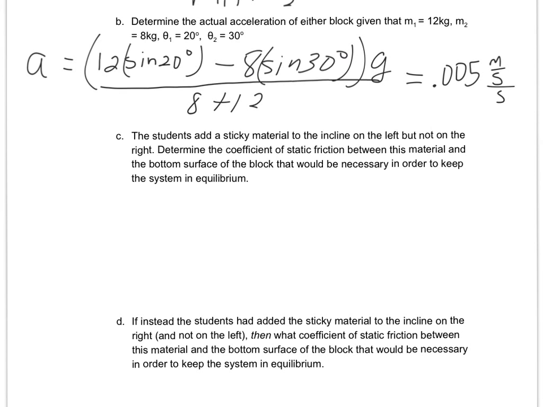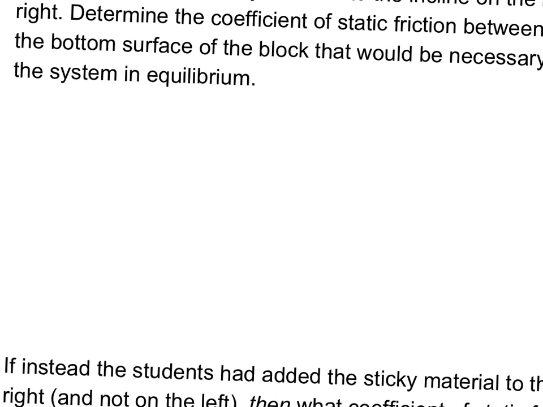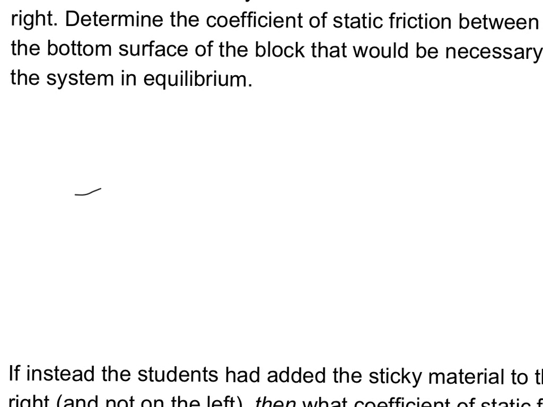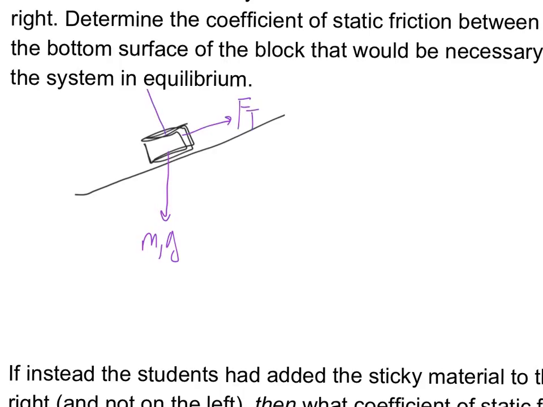So let's draw that block again. This is now the block on the left. So here's the ramp, the incline, as it's called. Here's the block, 12 kilograms. Force of gravity, M1G. Force tension, Ft. Force normal, Fn. Additional force of friction, FF.